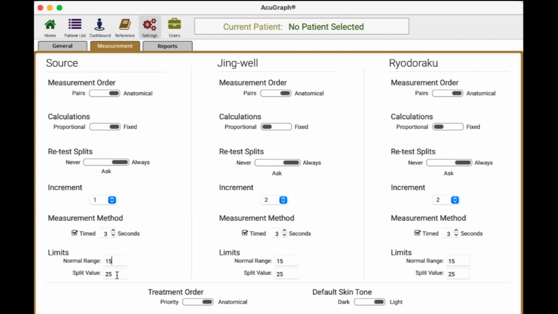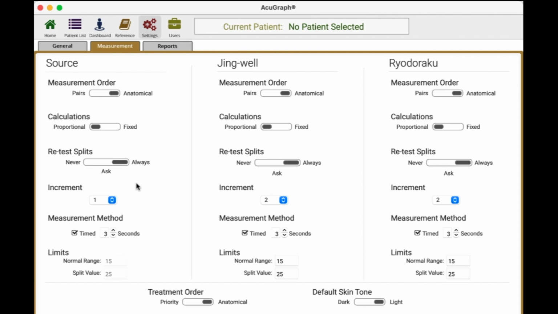Likewise, a split value is simply how much difference you have to have between the left side and the right side before it calls it a split. Normally, you don't want a fixed number for that. Normally, you want it proportional to the total. So 25 might be an adequate difference when the measurements are around 100, but when the measurements are around 20, then a 25 difference is impossible. That's why you probably want proportional. So that's what calculations and limits does.